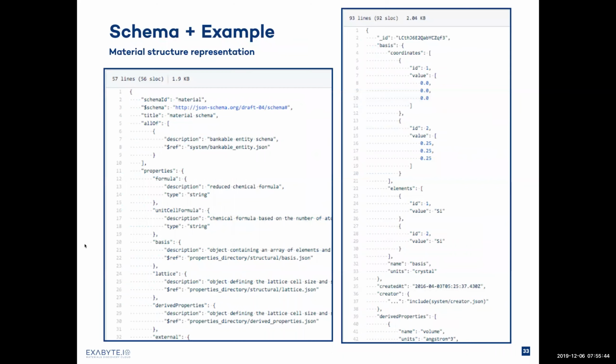So here's an example schema on the left. We see that it contains certain properties, such as formula, basis, lattice, and such. And here is an example of a material structure corresponding to silicon. In this case, we can see basis coordinates and elements that correspond to these coordinate IDs. Silicon.